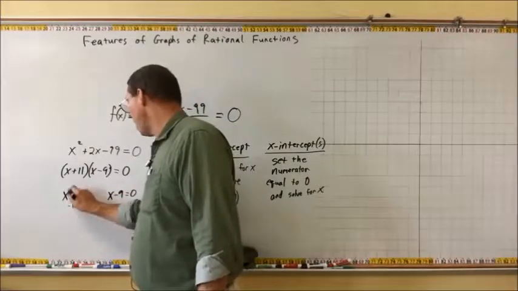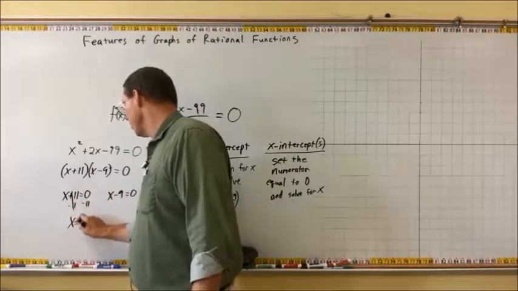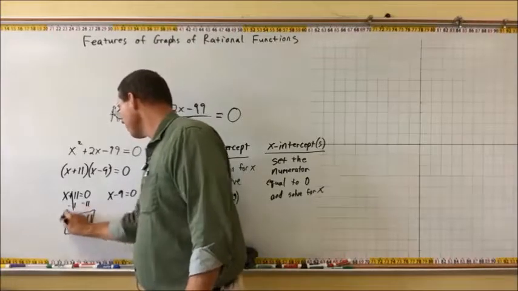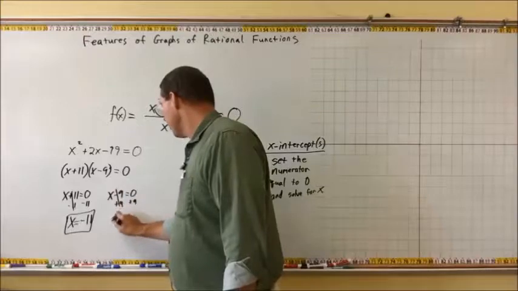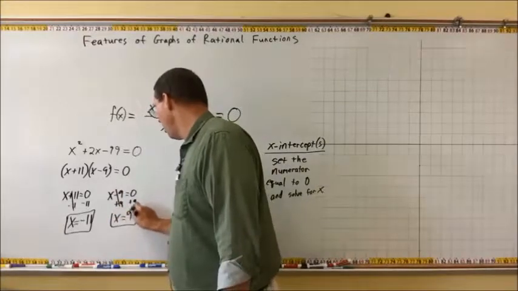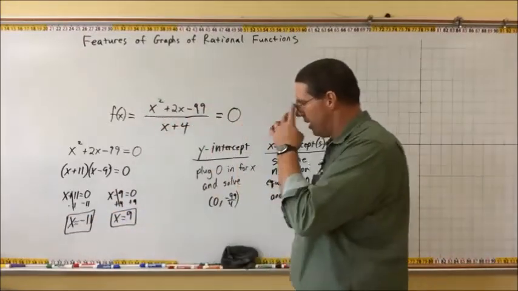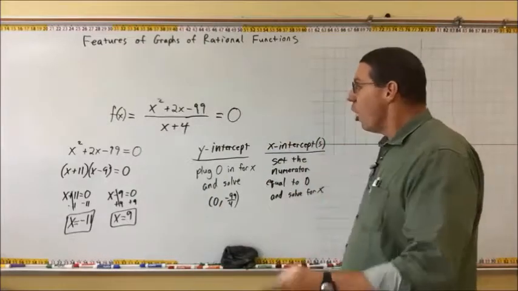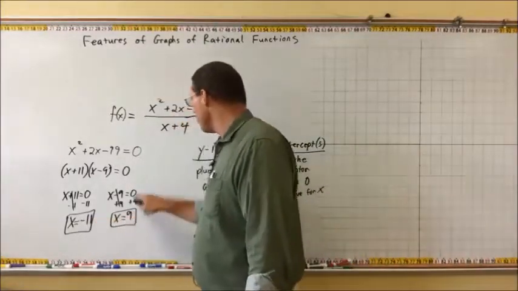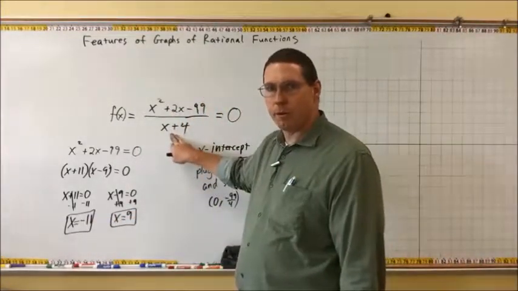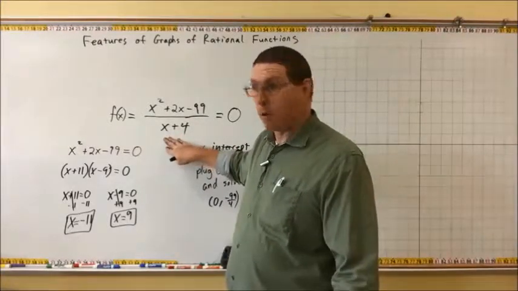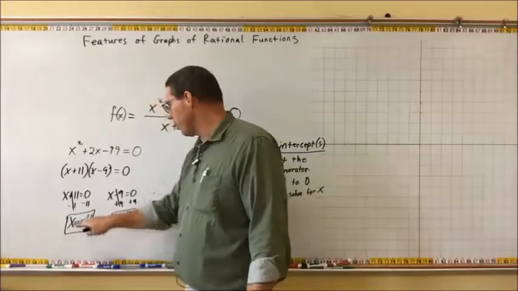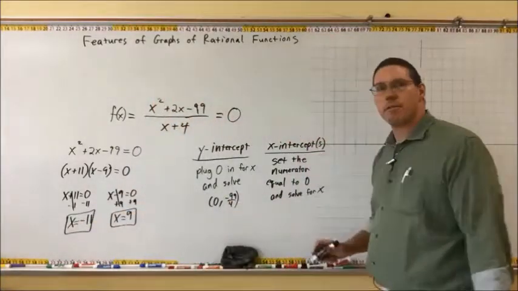Subtract 11 from both sides, and we get x equals negative 11. Add 9 to both sides, we get x equals 9. So we have two solutions, negative 11 and 9, as long as neither of these numbers cause the denominator to equal 0. What would make this denominator equal 0? Negative 4, right? So that's neither one of these numbers, and therefore we have our x-intercepts.